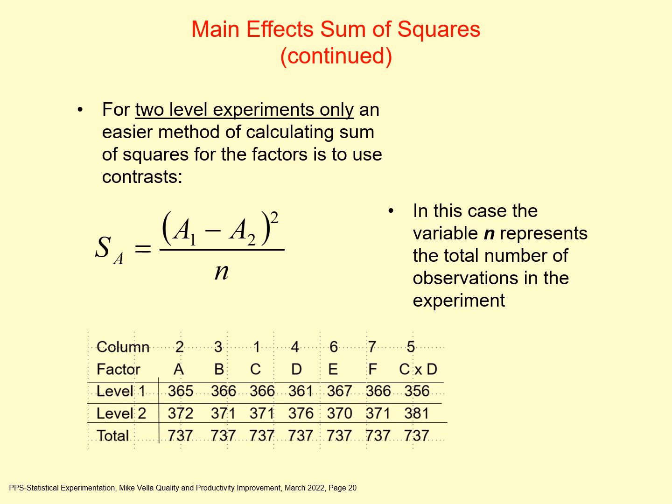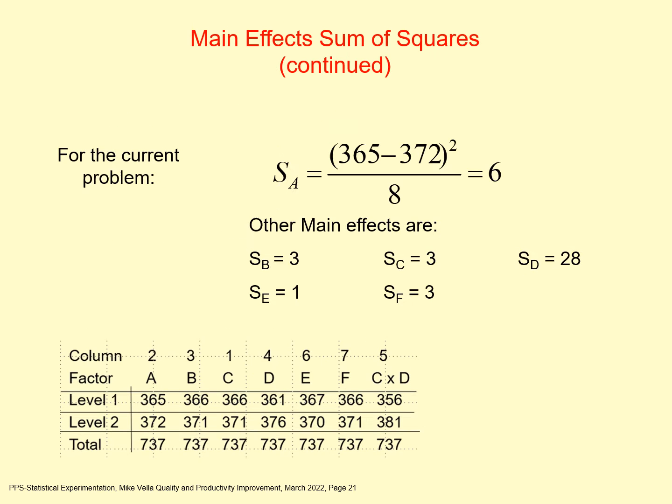Back to our supplementary table. So for our current problem, let's just take sum of squares A, 365, refer to the supplementary table under column 2, 365 minus 372 squared divided by 8 equals 6. 8 is the n number of trials that we performed. If you go through the same calculation with the other main effects, you'll find that the sum of squares B is 3, sum of squares C is 3, and so forth.